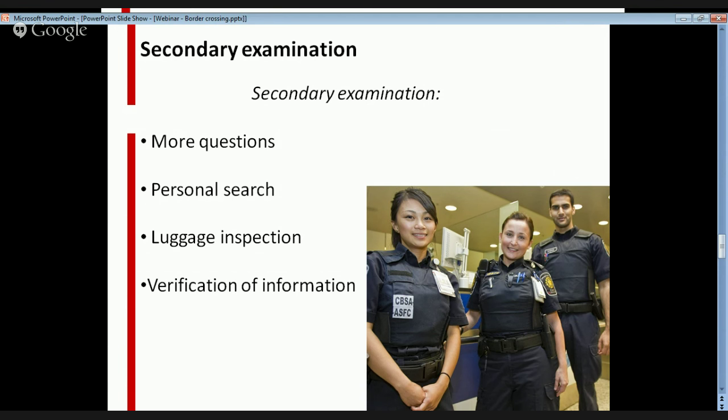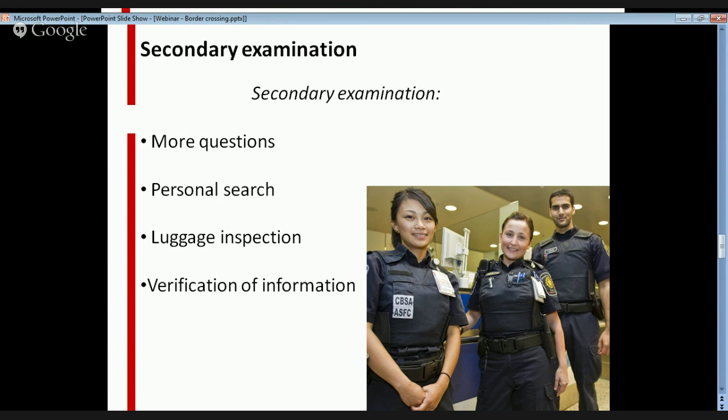Normally, you won't personally experience what it means to go through secondary examination because genuine visitors are not taken that far. It is the sole discretion of an officer whether to refer a visitor to secondary examination or not, but there must be a reason for this. If a visitor is excessively nervous, cannot answer simple questions, or his or her answers are inconsistent, it may be sufficient for a secondary examination of such a visitor.